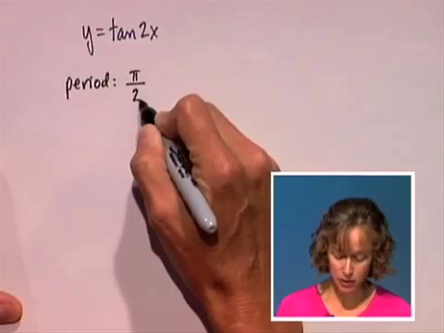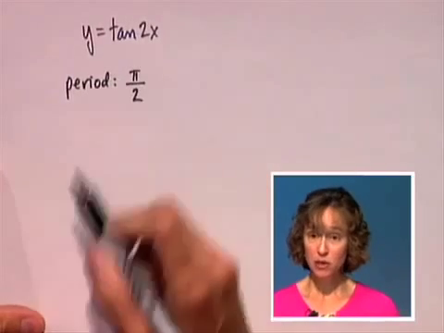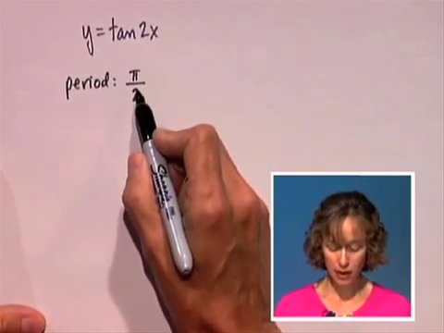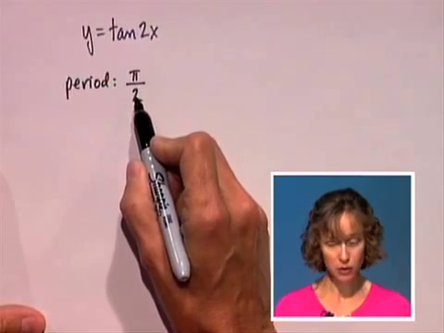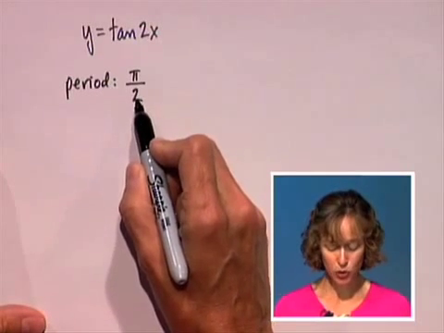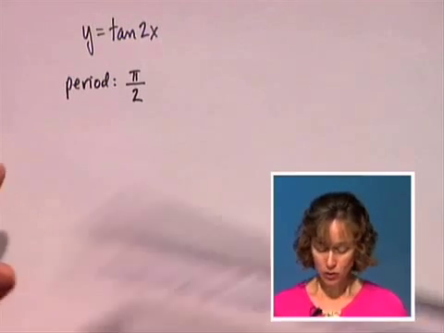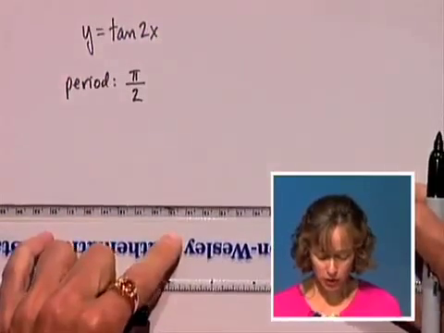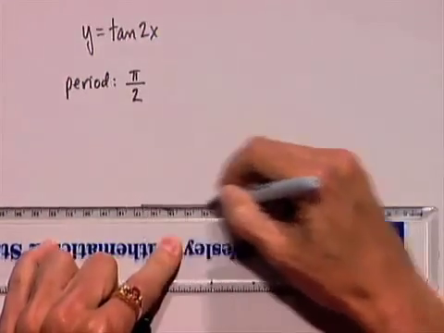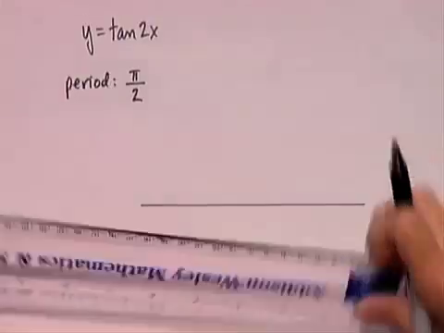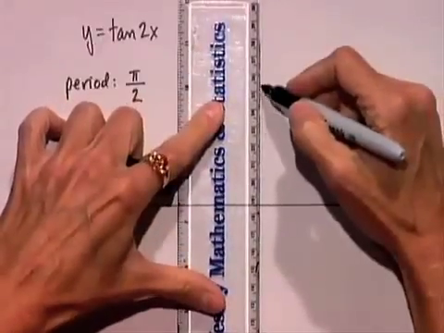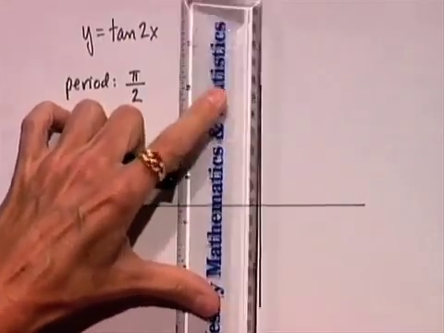and dividing by 2. Remember that the tangent has vertical asymptotes and that a pair of vertical asymptotes, or each pair, is pi over 2 units apart. So let's draw ourselves a coordinate system to graph this tangent function. There's an x-axis and a y-axis.